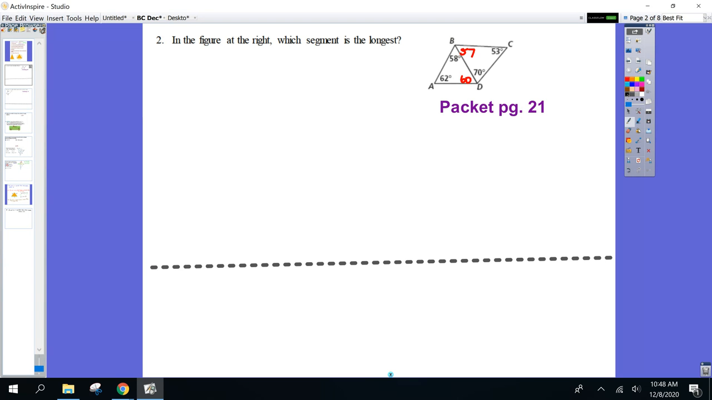We're going to compare the sides in triangle ABD to the sides in triangle BCD, and watch what happens here. Since we're trying to find the longest side, I'm just going to rank them from longest to shortest here. And you don't need to show me this much work. Just making sure I'm detailed. Longest to shortest. Rank them for me.